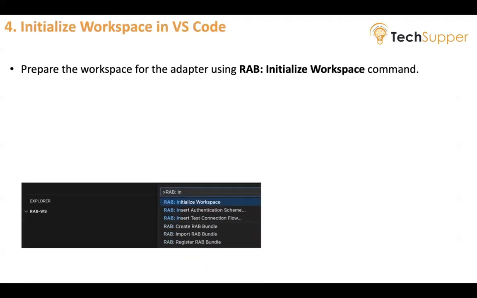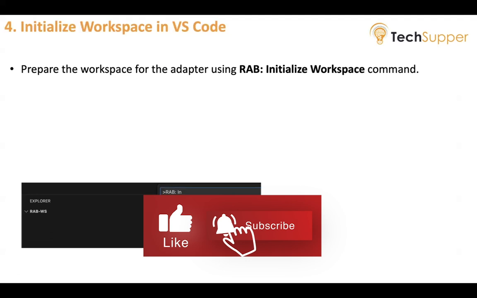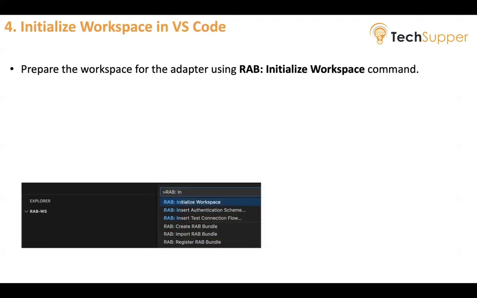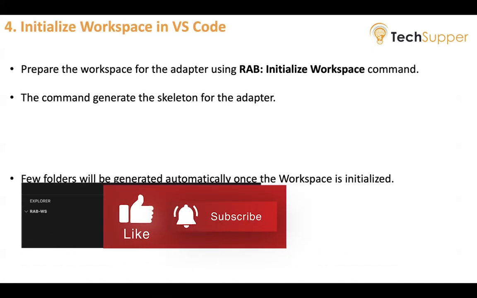And then you will have a command, rab initialize workspace. So you have to prepare your workspace, meaning the chosen folder, using that command called rab initialize workspace, which will add the necessary folders, meaning the skeleton for your adapter. You can consider it is simply creating the required folders and necessary files.